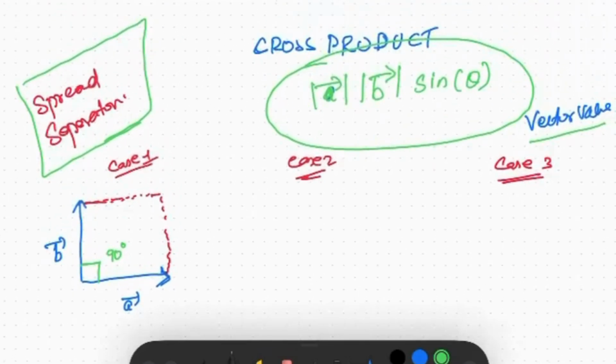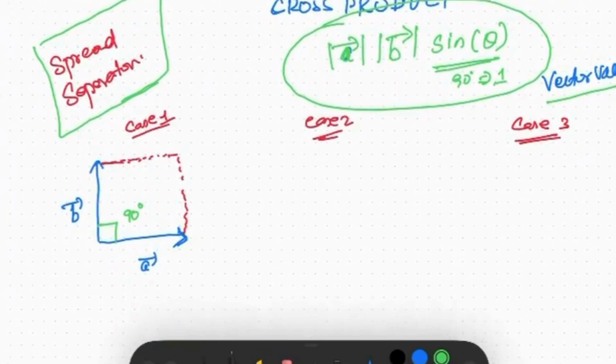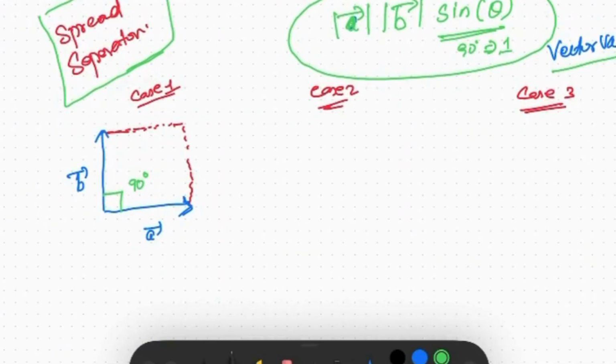So when substituting in this formula, the sin theta here, when it is 90, will result in 1. So anything multiplied by this 1 will give you the product of these magnitudes, which means the area is maximum, or in case 1 the area is what? Maximum, because it is in an L shape, right? Area is maximum, right?